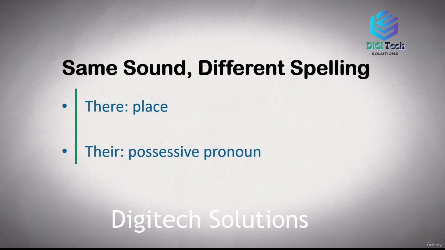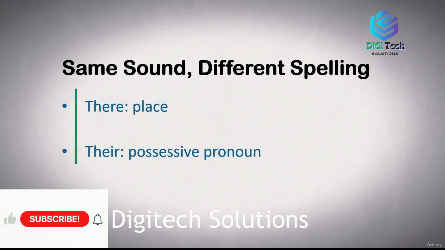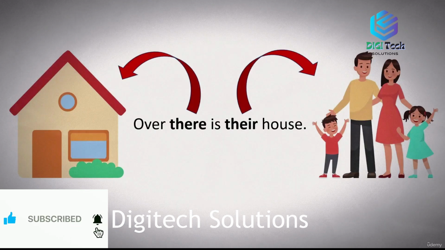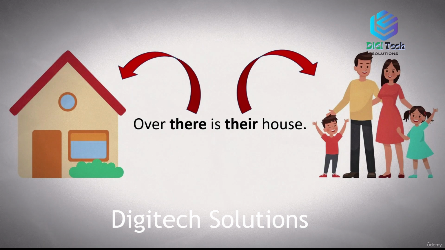Another potential problem area: words that sound identical or similar but are spelled differently cause wrong word choices. There, T-H-E-R-E, and their, T-H-E-I-R. There means place. Their is the possessive case pronoun. Over there is the place; their house belongs to them.